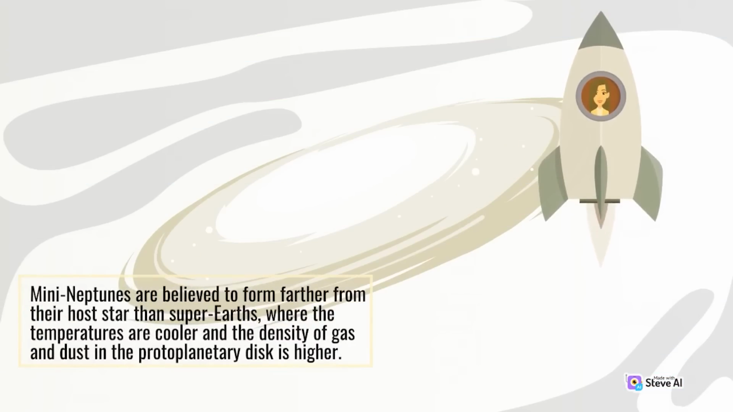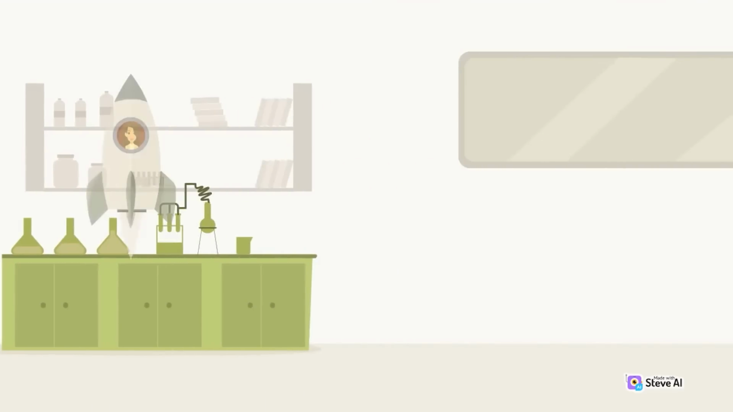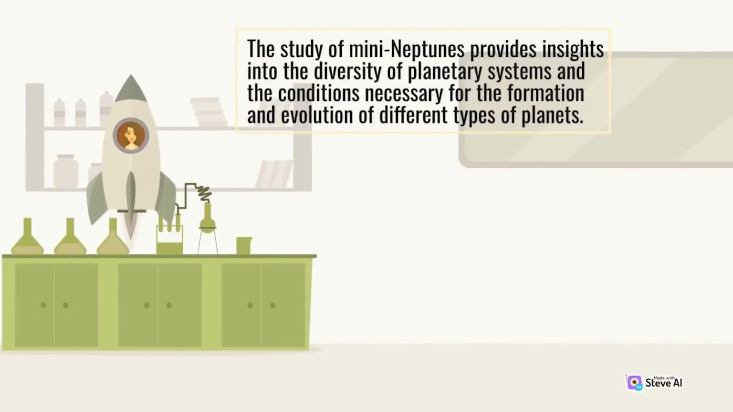Mini-Neptunes are believed to form farther from their host star than super-Earths, where the temperatures are cooler and the density of gas and dust in the protoplanetary disk is higher. The study of mini-Neptunes provides insights into the diversity of planetary systems and the conditions necessary for the formation and evolution of different types of planets.